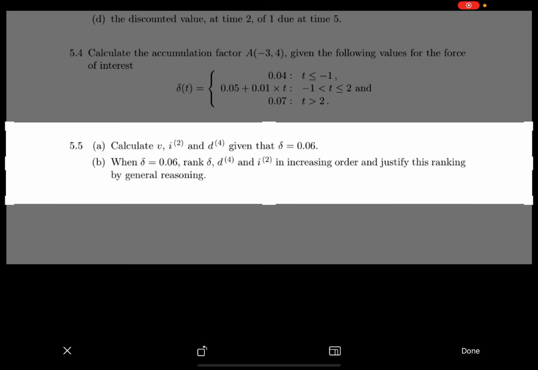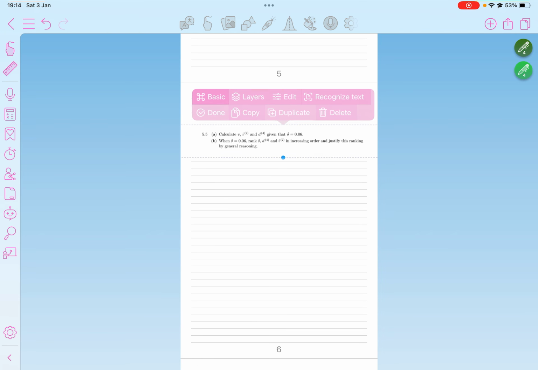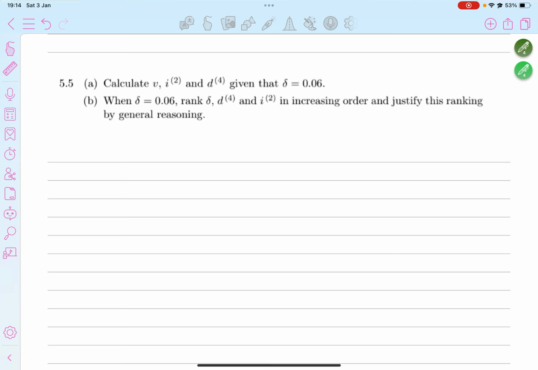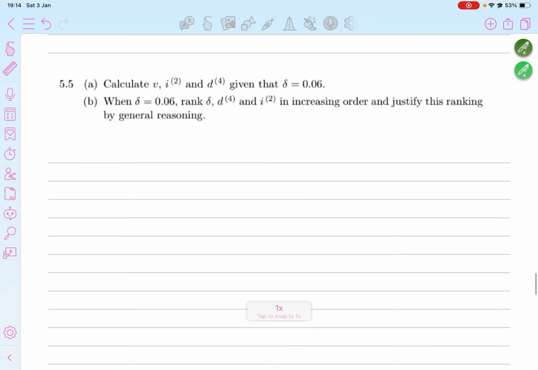Okay. Last question of this sheet. Okay, calculate the v, i2, and d4, given that delta is equal to 0.06. So now this isn't something we integrate, so now we can just take the force of interest, because it's just a value, we don't need to integrate. So for all of these, I'm going to need i. So 1 plus i is equal to e^0.06, because it's just the force of interest.